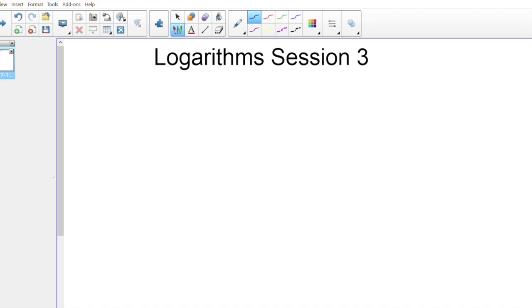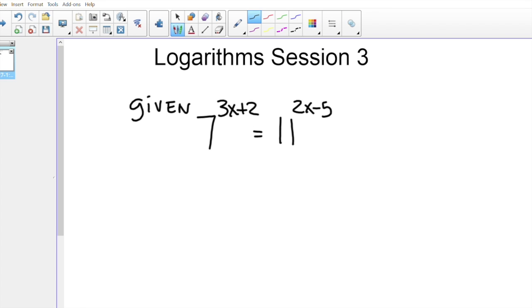The problems that'll separate the A's from the B's. See if you can follow along with this one. Given 7 to the power of 3x plus 2 equals 11 to the 2x minus 5. Now notice that the x's are exponents. How would you solve for x when the x, or the unknown, is an exponent?